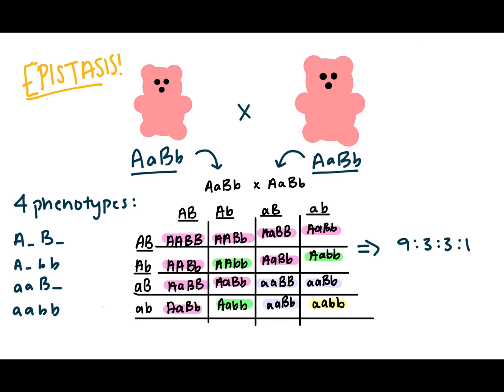In a condition with no epistasis, we might experience 4 different phenotypes. A phenotype where we had big A and big B, big A, little b, little a, big B, and little a, little b. This would give us that 9 to 3 to 3 to 1 ratio, and you can see that based on this Punnett square right here. The Punnett square has 16 different options, and from those, 9 give us one phenotype, 3 give us another, 3 give us another, and 1 gives us the other.